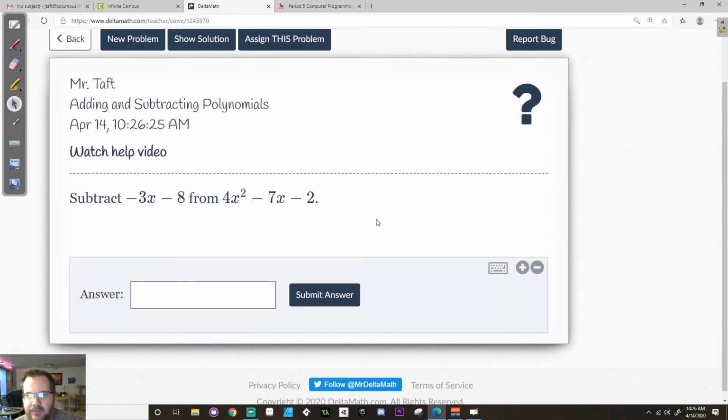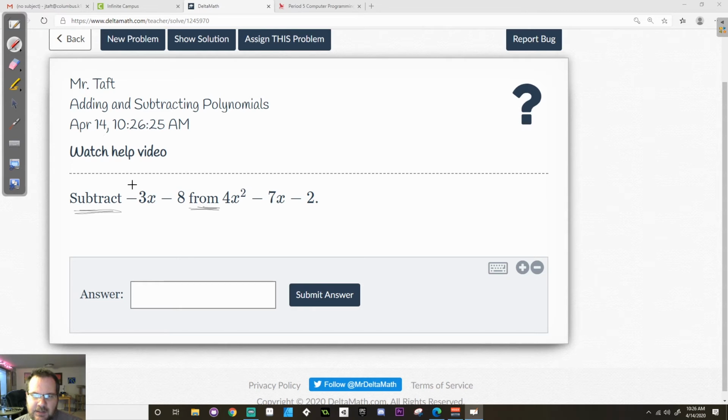Okay, I'm actually kind of glad that we got this one because this brings up a few other things that you're going to need to remember from earlier in the year. So first, hopefully everybody knows that subtract means subtract, minus. But when you see this subtract from, you have to make sure that you're paying attention to the order.